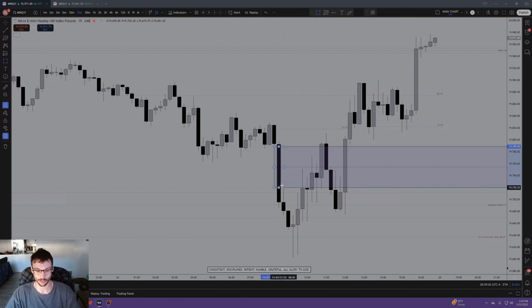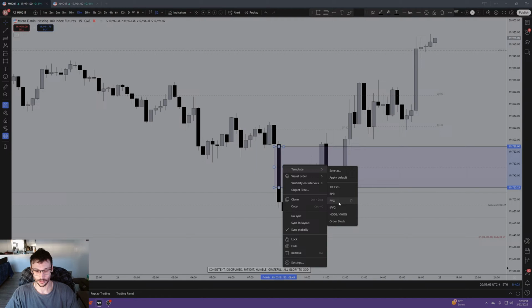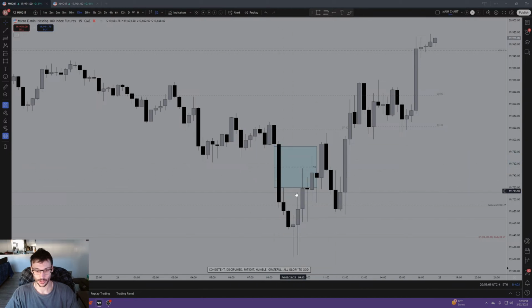Just so you can see, fair value gap, boom, that's a fair value gap. Now this, that's also a fair value gap, okay? But when you see how this drags across, you can see how the fair value gaps are overlapping here.